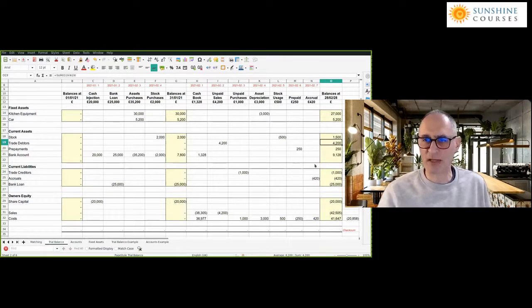Our trade debtors are £4,200 because we are owed money from that event who haven't yet paid us. We prepaid £250. We've still got £9,000 in the bank. We've got £1,000 of creditors, £420 of accruals. We've still got our bank loan. Nothing's changed in terms of the cash injection, the share capital. But look what's happened. We've got sales, which we've adjusted for various entries, of £42,000. And we've got costs of £41,000. So if I add those two together, I've highlighted the two, we've got a negative of £858.